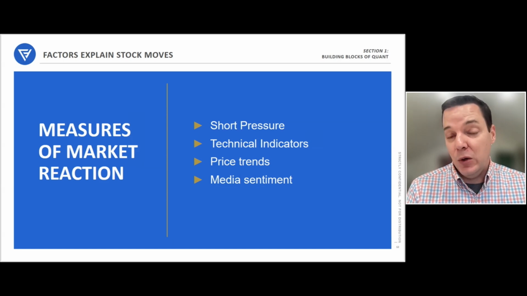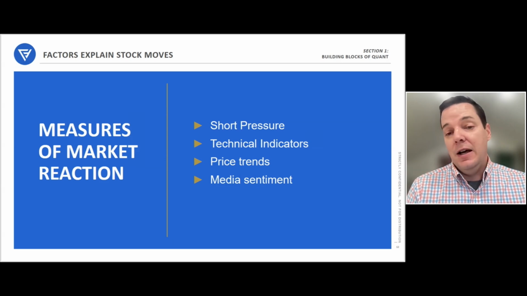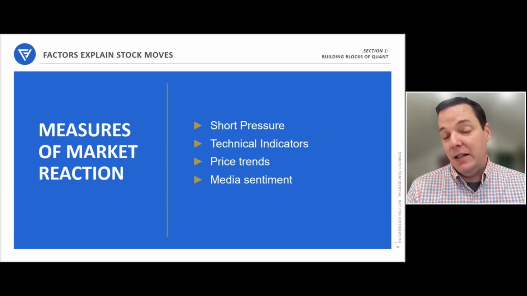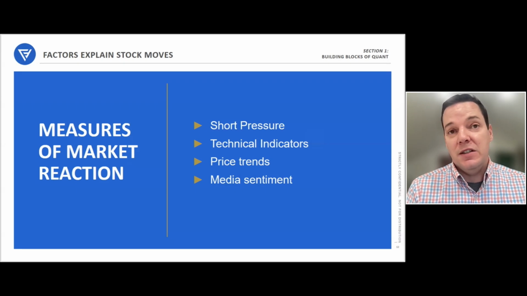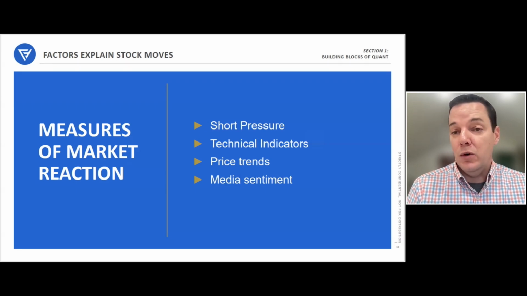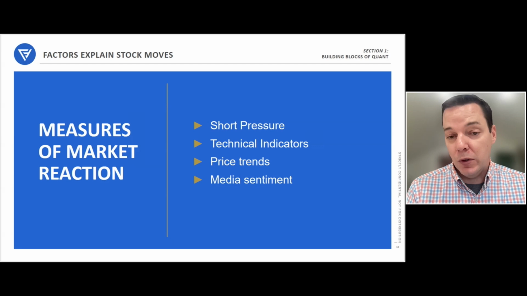We also look at technical indicators. These can be really short-term in nature and look at things like MACD, Bollinger Bands, those types of metrics to get a signal on whether or not a company is overbought or oversold in the short term.